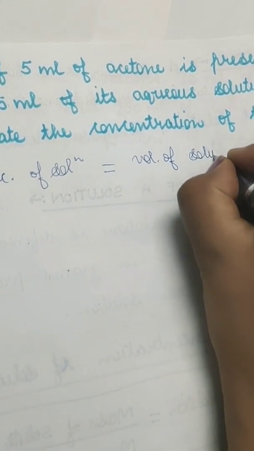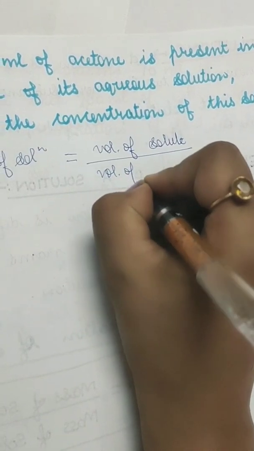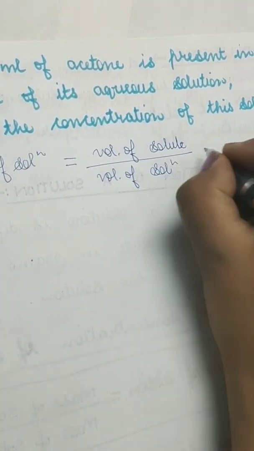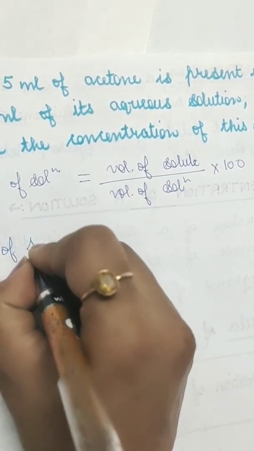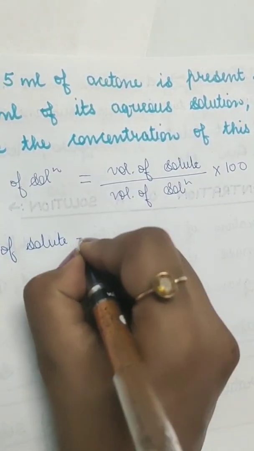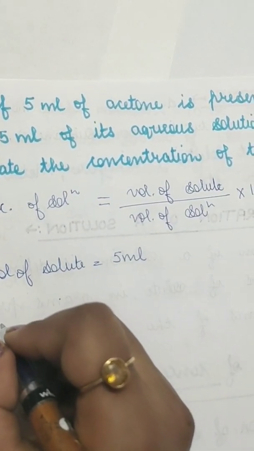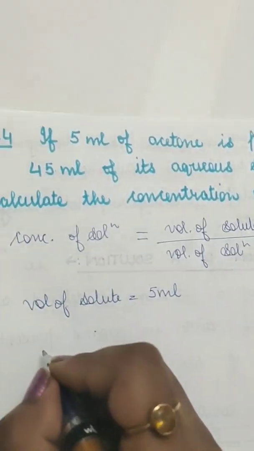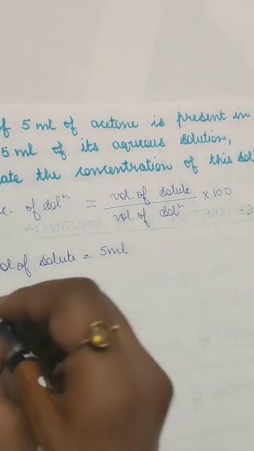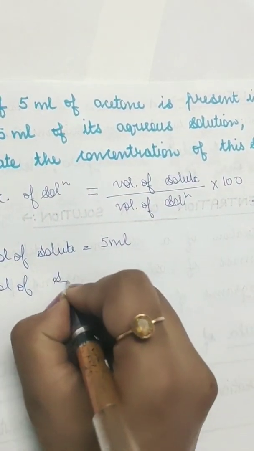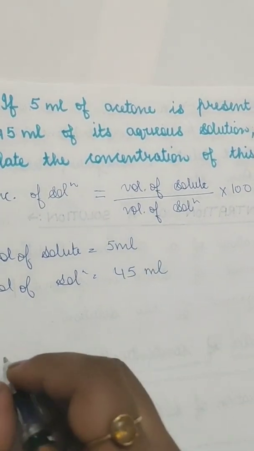The formula will be volume of solute upon volume of solution into 100. The volume of solute is 5 ml, and the volume of solvent is not given here. We are already given the solution, so we don't have to add anything. We have been given the volume of solution already, so no addition is required here.